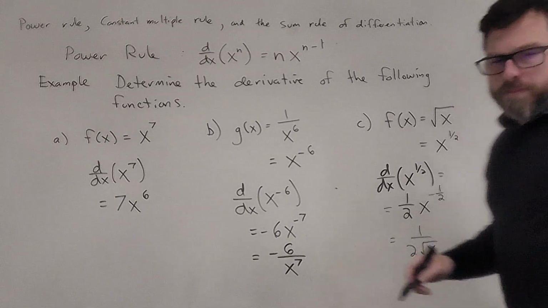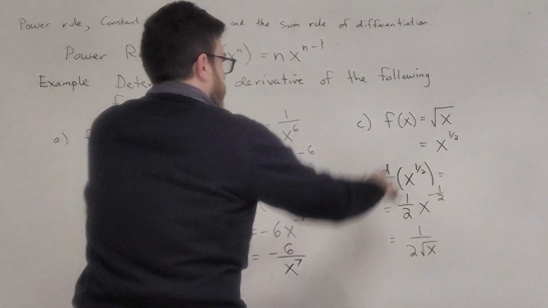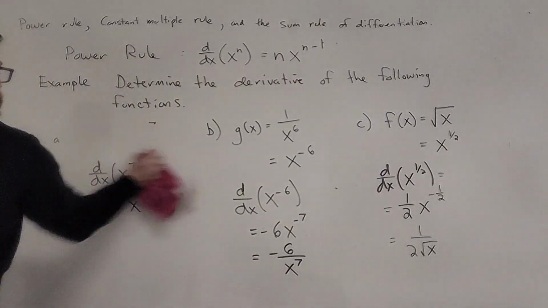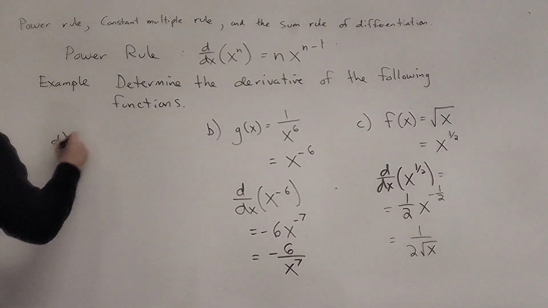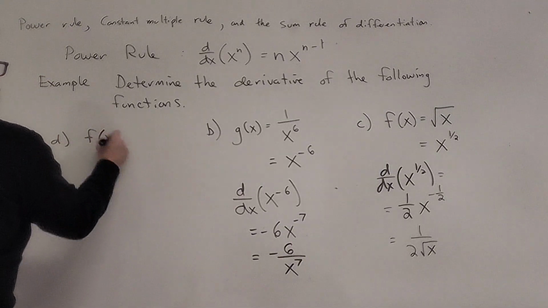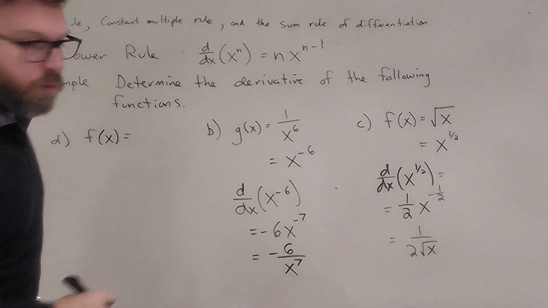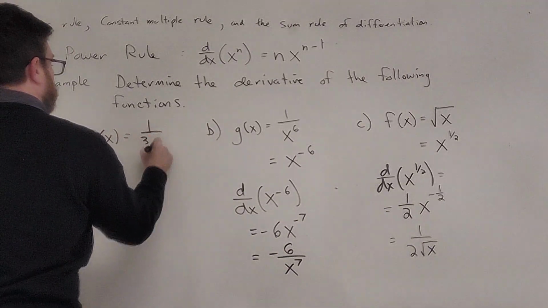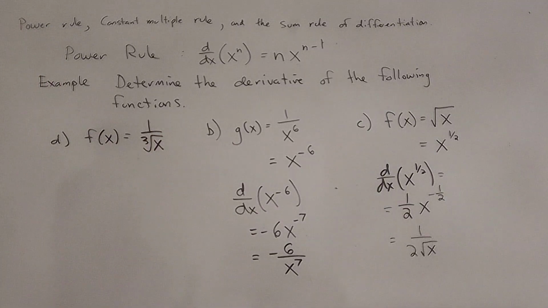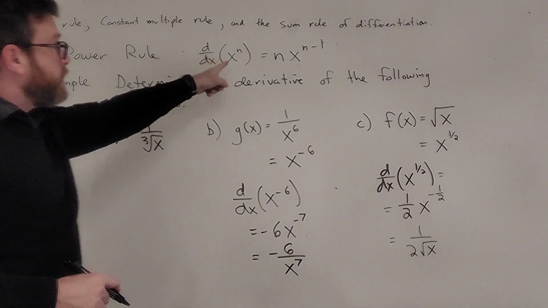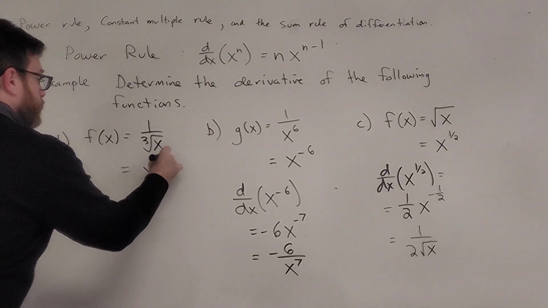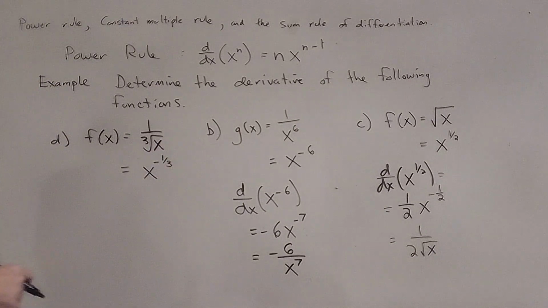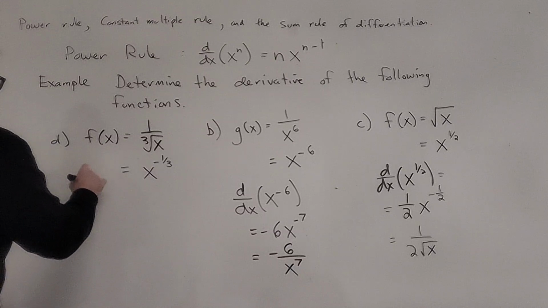Now we'll do one more that has to do with a mixture of these two problems. So let's say D. What if f of x is equal to 1 over the cube root of x? Well, again, what we want to do is rewrite this in the form x to a power. So f is the same thing as x to the minus 1/3. It's a cube root, so it's a 1/3 power, but since it's in the denominator, it's a negative 1/3. So there's our f of x.